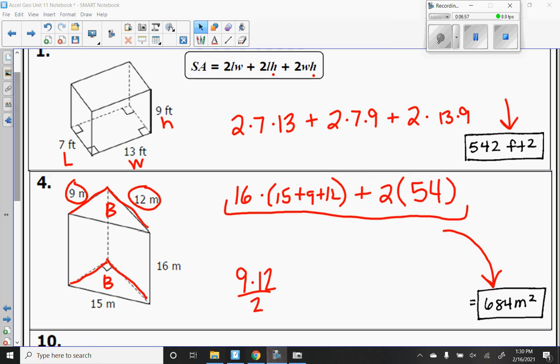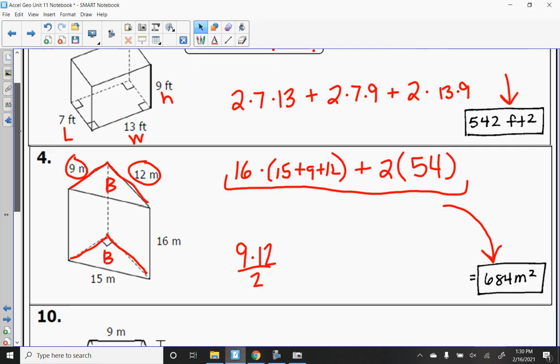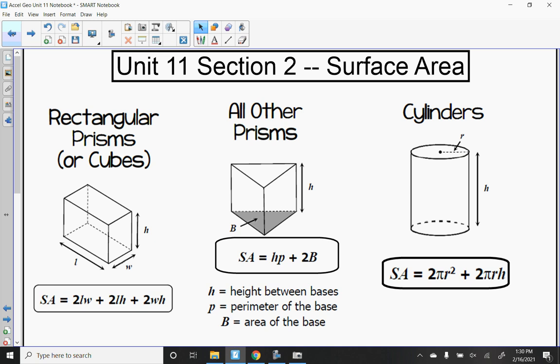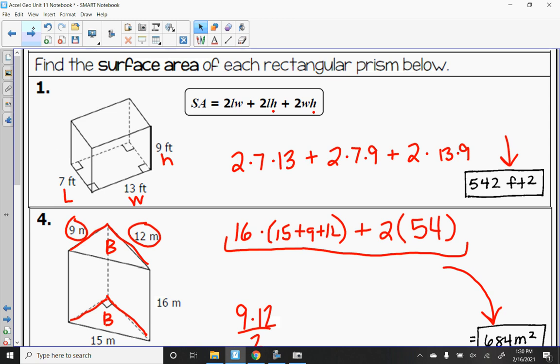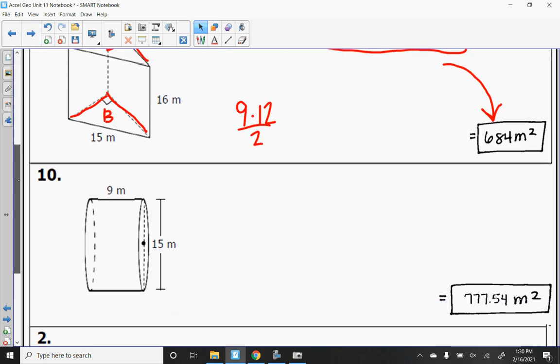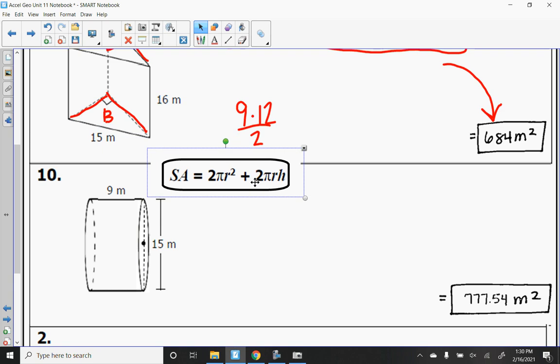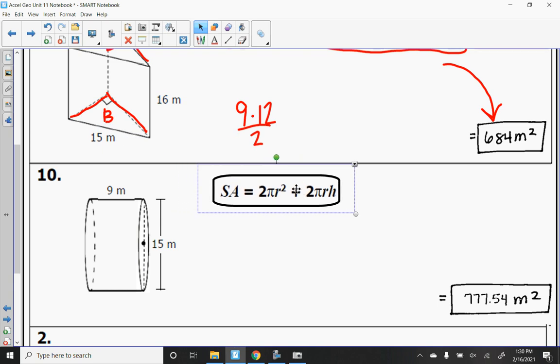All right, so let's move along to our next example on this page. We're going to look at our soup can. All right, the previous page has our formula. I'm going to go ahead and copy that over so we don't have to keep flipping our pages. All right, so remember our base is the top and bottom of the can.